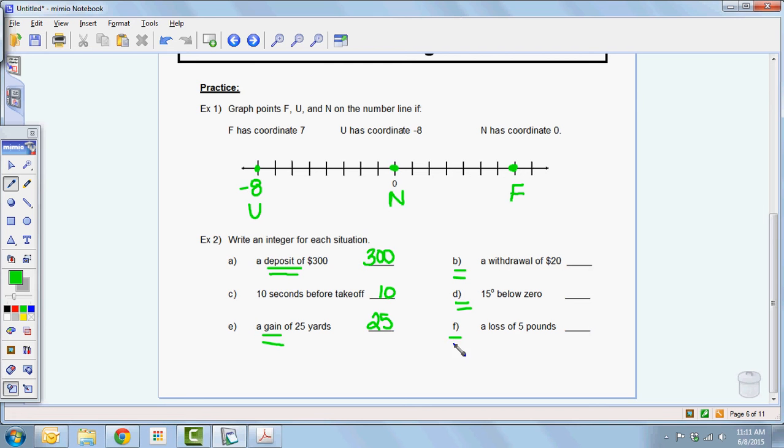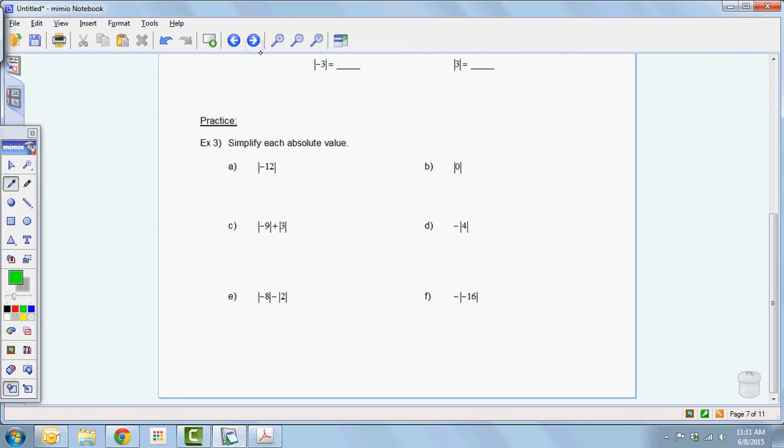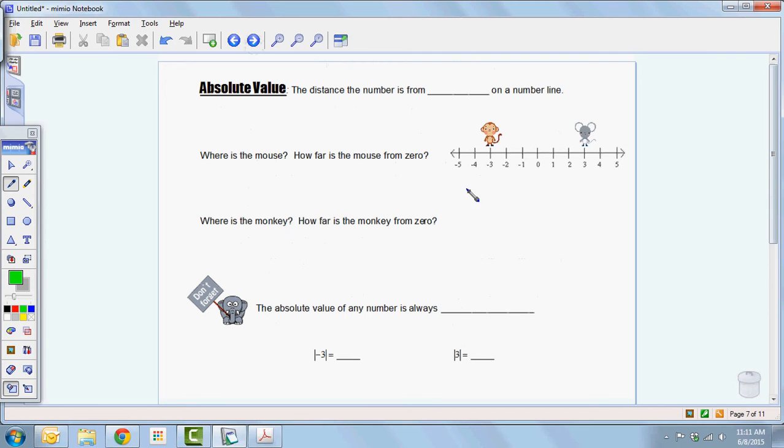Okay, and try F. All right, our next learning target for this section talks about absolute value. So absolute value is an important definition that you need to get down. The absolute value stands for the distance the number is from 0 on a number line. So I have my little number line here, and I have some questions for you to consider.